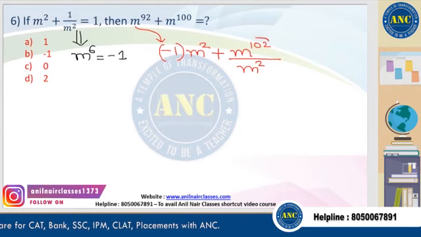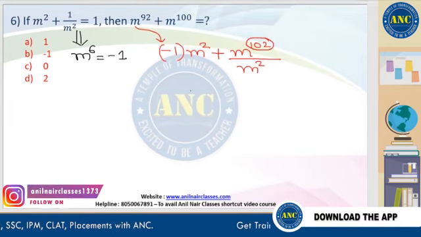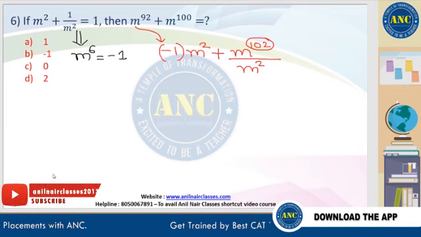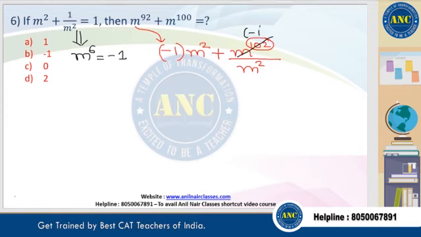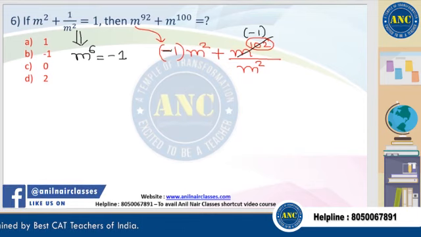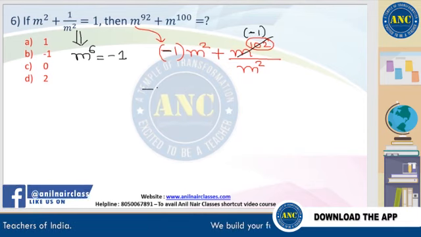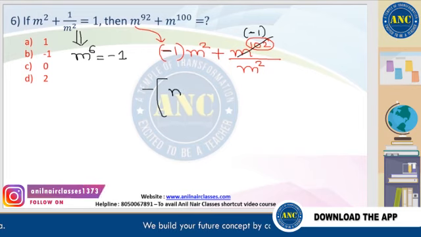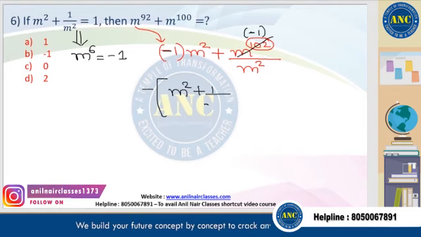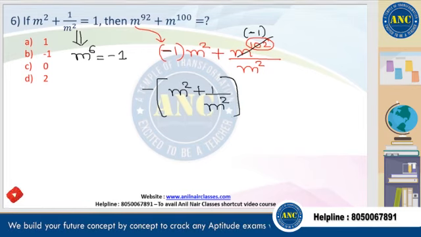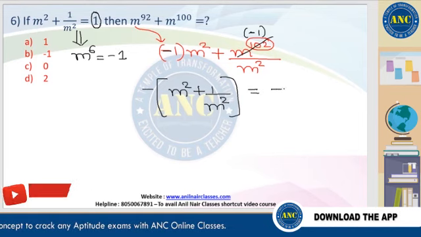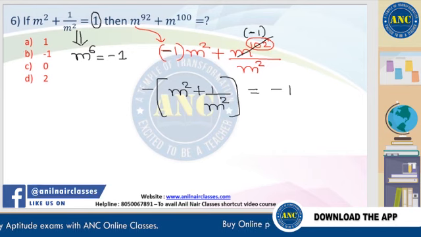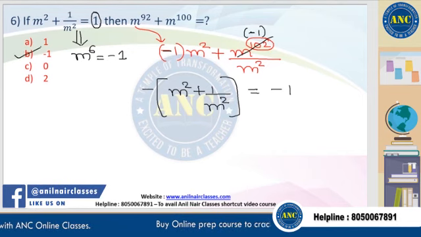But 102 is nothing but 6 into 17. It is once again an odd multiple. This value also will be minus 1. That means here I have minus 1. Here also I have minus 1. Take minus common factor. This becomes m square plus 1 by m square. And in the question they are directly giving you the value of m square plus 1 by m square as 1. The answer for this question is minus 1. Trust me sir, these are all very easy questions to be solved.